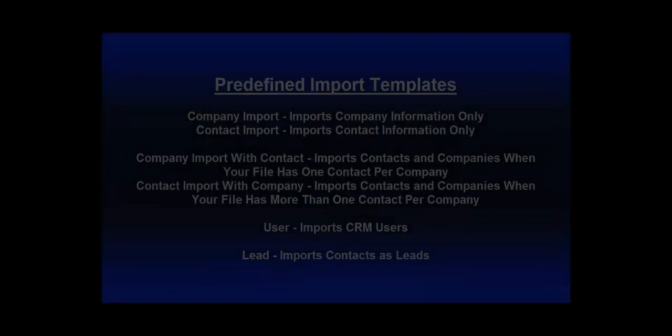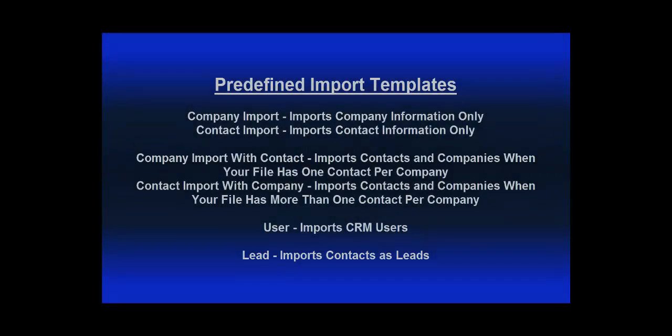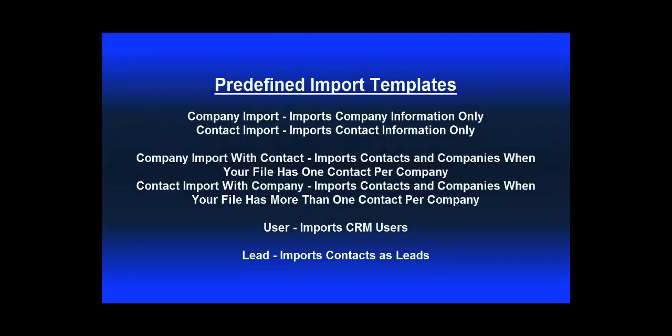Here is a list of all supplied templates and the type of data they're mapped to. The company import is used when your import file contains only company information. The contact import is used when your import file contains only contact information. Use the company import with contact when your file has both companies and contacts, and there is only one contact per company. The contact import with company is for files that have companies and contacts where there are many contacts per company.